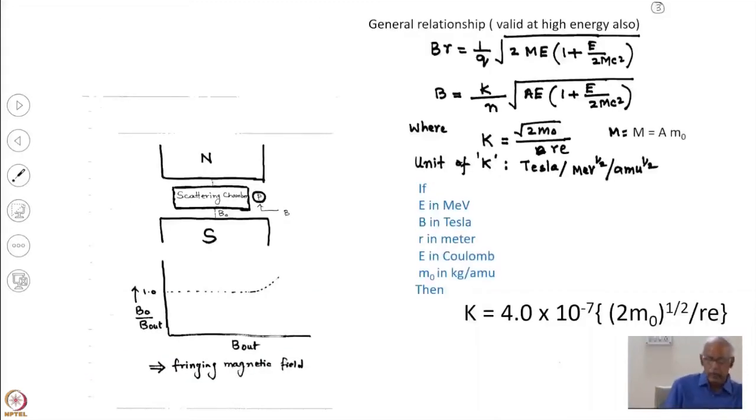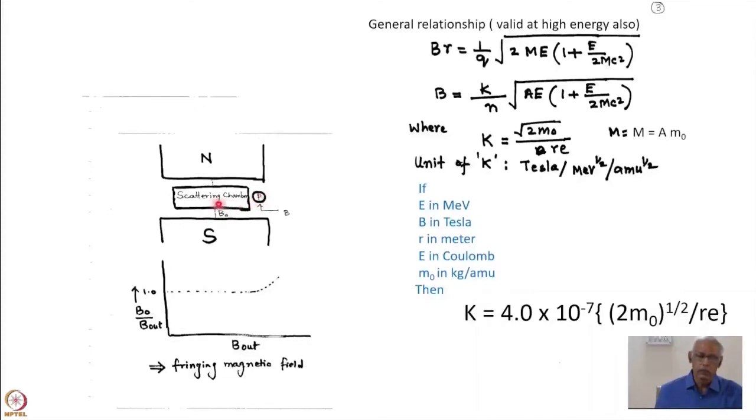Now the error in this kind of measurement can come due to the fact that this is the magnet, north and south here, and the scattering chamber is put in the center of the magnet. The NMR gaussmeter normally you can't put here, so it is put slightly outside. Now there is always a fringing field here. The field will not be uniform. In principle, the field should be uniform if you want accurate measurements.